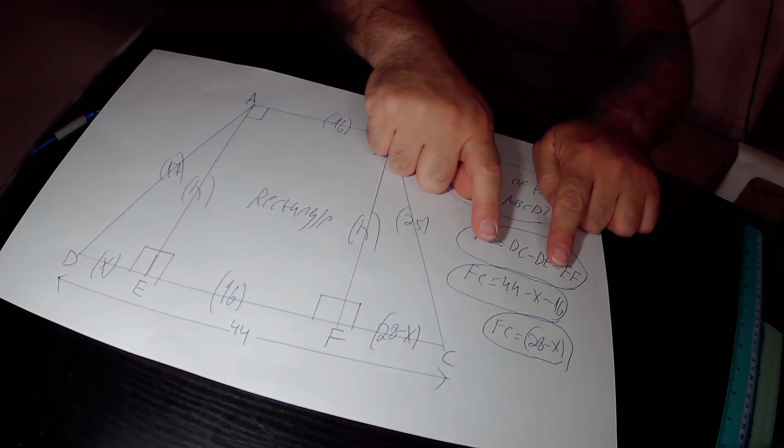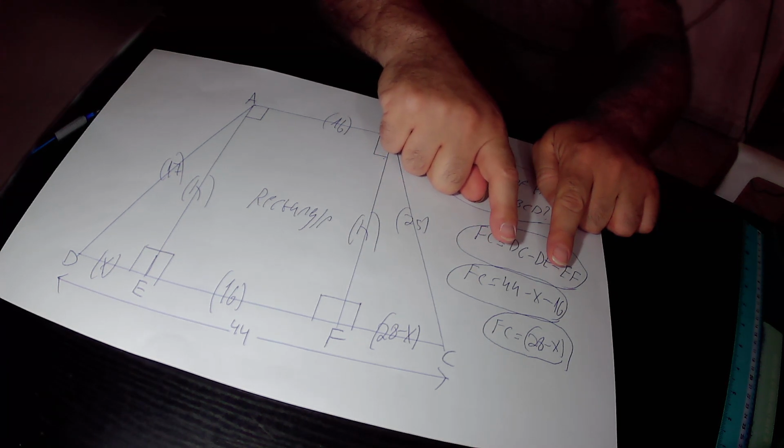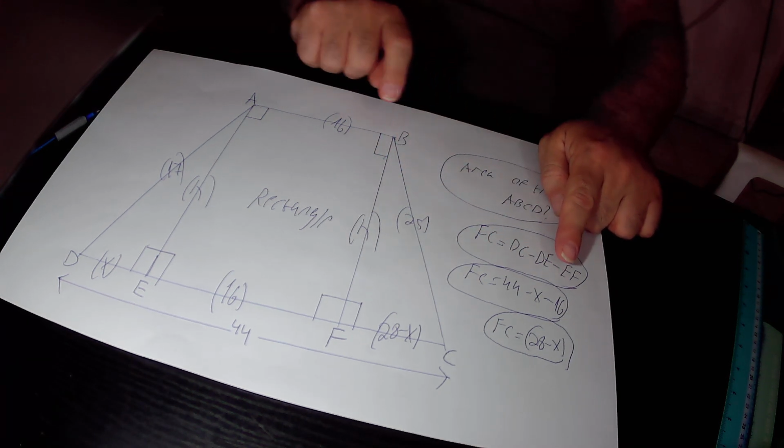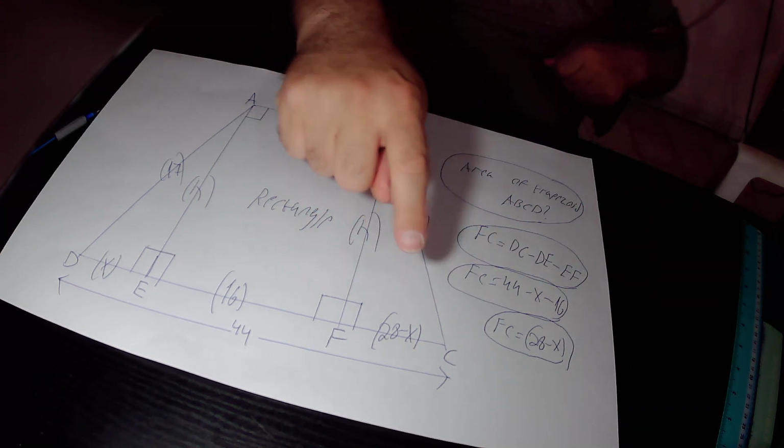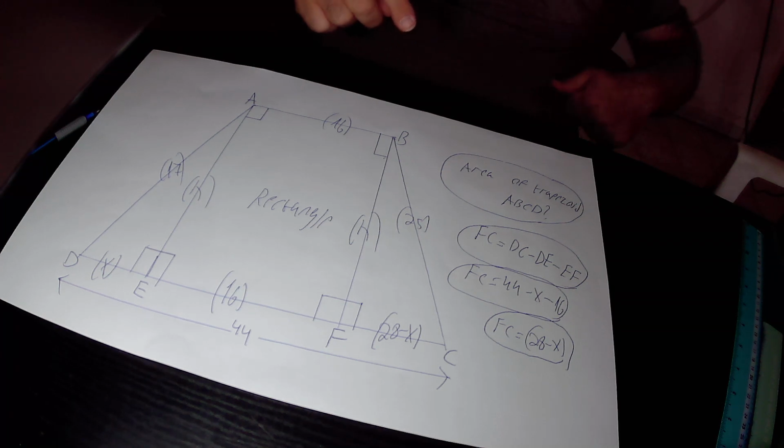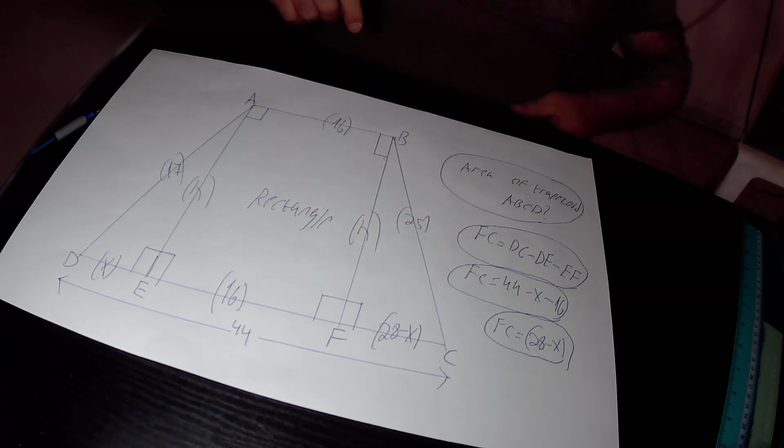44 minus 16 is 28. So FC equals 28 minus X. In the next step, I copied the right triangle BFC onto a new page and applied the Pythagorean theorem in this right triangle, triangle BFC.